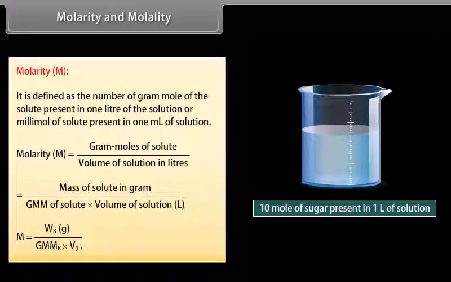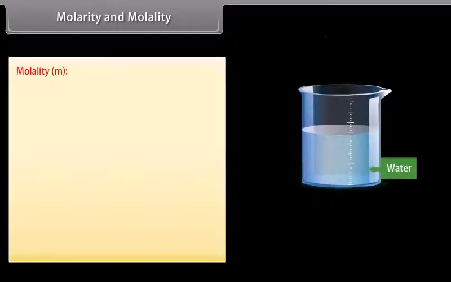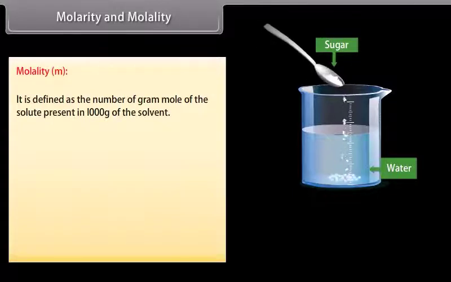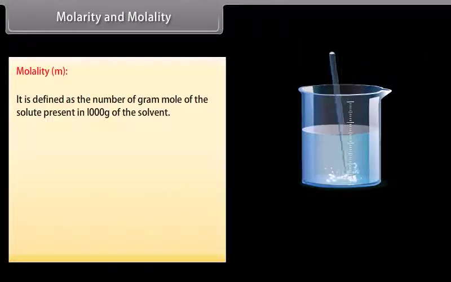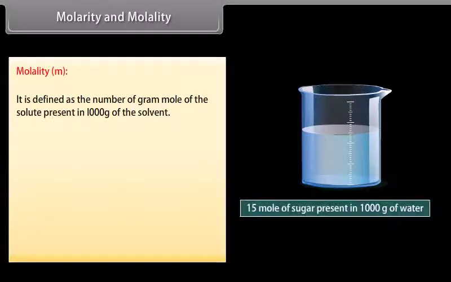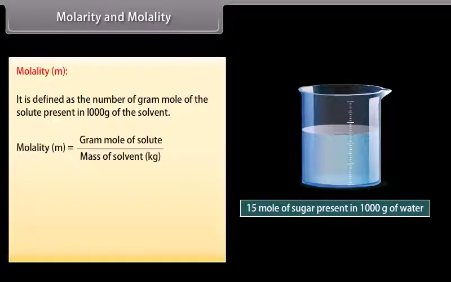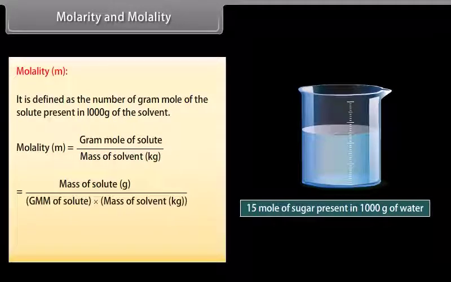A solution having molarity 1 is called a molar solution. Molality is defined as the number of gram mole of the solute present in 1000 gram of the solvent. It is represented by small m. Mathematically, molality m is equal to Wb in grams divided by the product of gram mole mass of B and Wa in kilogram.